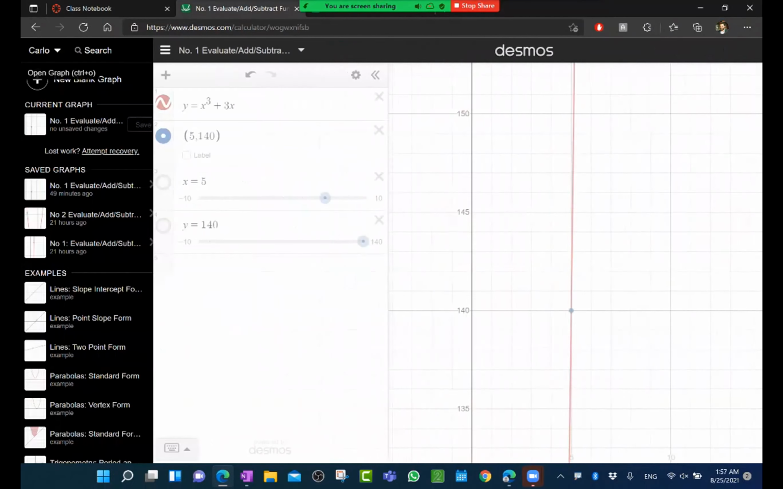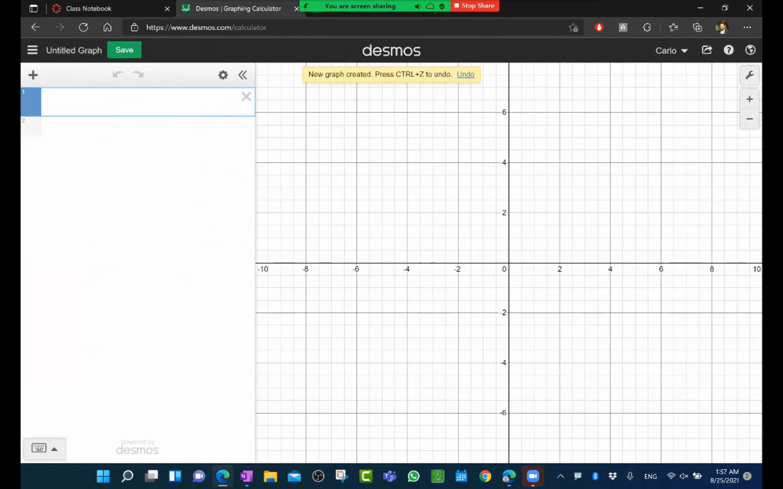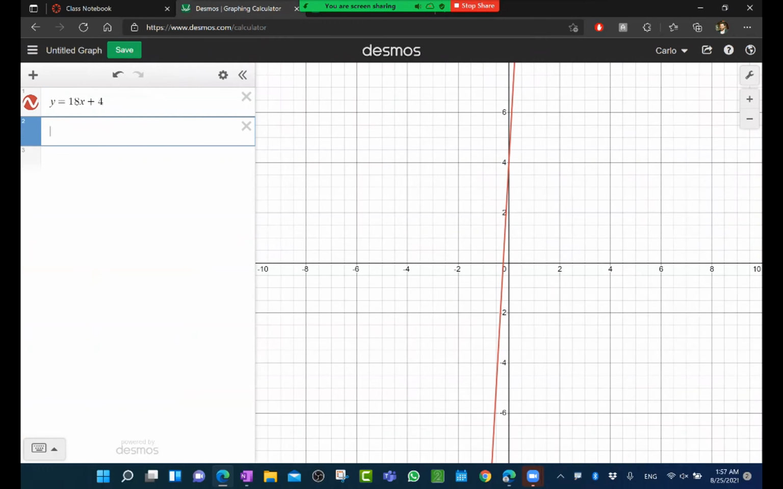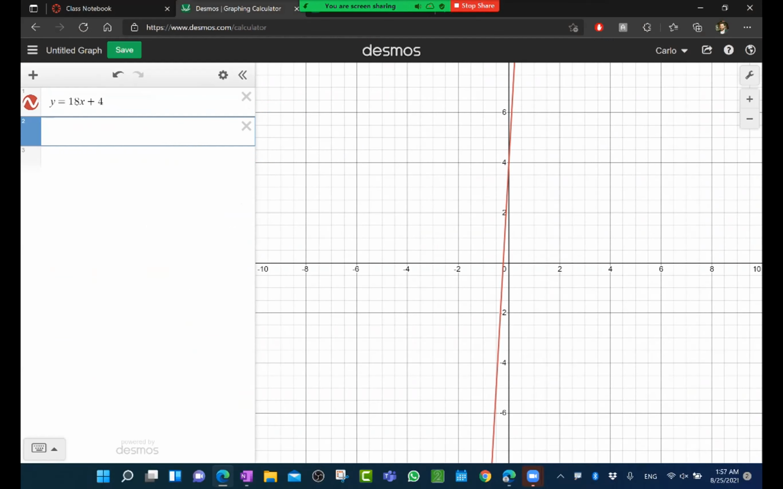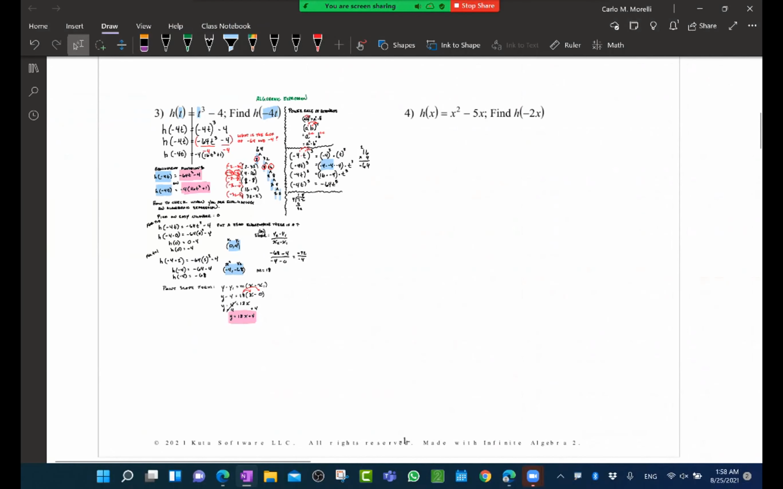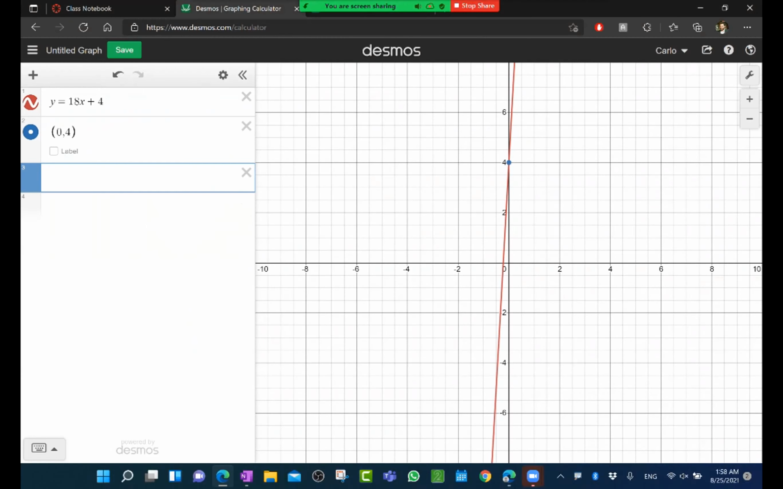I want to create a new graph. Y equals 18x plus 4. Okay. And then I have 2 points that I'm checking: 0, 4 and negative 4, negative 68. So 0, 4. That appears there. That's good to know. And then negative 4, negative 68.